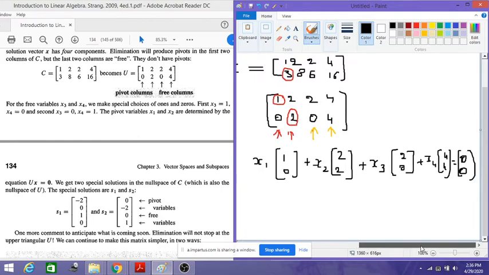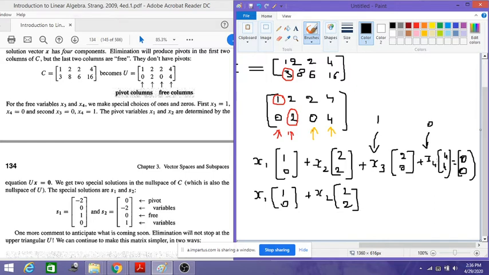Now it is fine. So now my third and fourth columns are the free columns or the free variables, whereas the first and second are the pivot columns. So I have to find out these. Now for these two, I will substitute randomly any value, 0 or 1. So first let me take x3 as 1 and x4 as 0. So what do I get then?